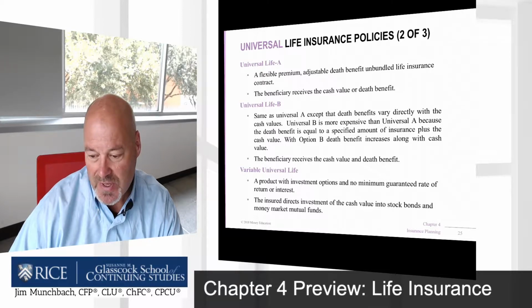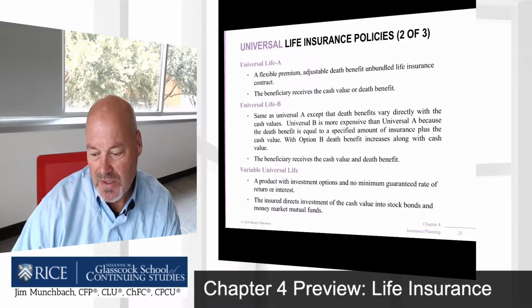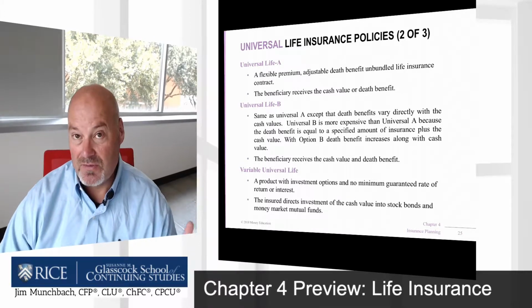Universal life insurance policies, we've got Universal Life A, that's the adjustable death benefit. So the beneficiary receives the cash value or death benefit. Universal B is the same as A, except that the death benefit will vary directly with the cash values. So Universal B is more expensive. That's what I had in my universal life policy.